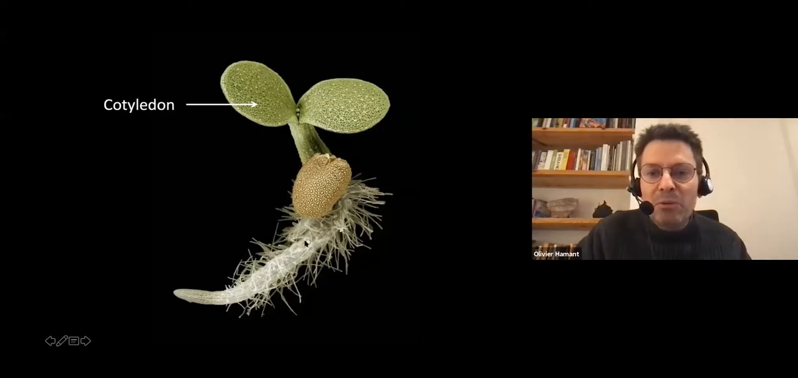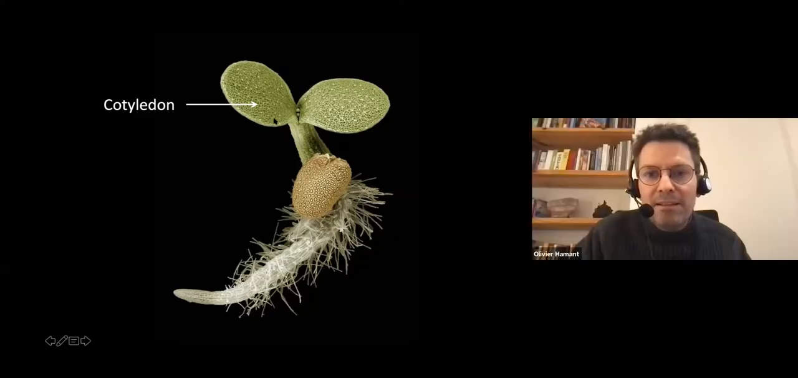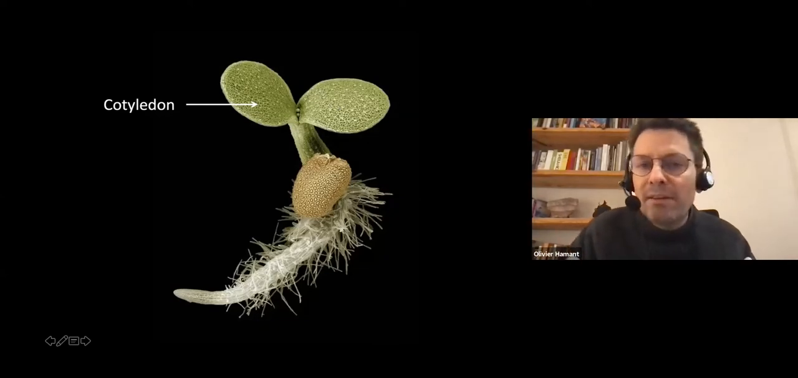We used very young plants. This is a 7-day-old Arabidopsis plant, just after germination, basically. You see here the stem and here the two cotyledons, which are the embryonic leaves. That way you can have a lot of material in not too much time, and you can see the cells within their tissue and even within the whole plant.